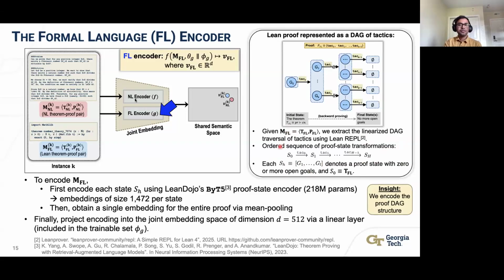Now to encode the proof, we first encode each state of the proof using LeanDojo's ByT5 proof state encoder. It has 218 million parameters, and it produces embeddings of size 1472 per state. We then aggregate these embeddings via mean pooling. So we have embeddings for each proof state, we apply mean pooling, and we obtain a single representation for the entire proof. Finally, we project this embedding into the joint semantic space of dimension 512 using a trainable linear layer. So now I've shown how we project the natural language theorem proof pair and also the formal language theorem proof pair. Next, coming to how we train this model.